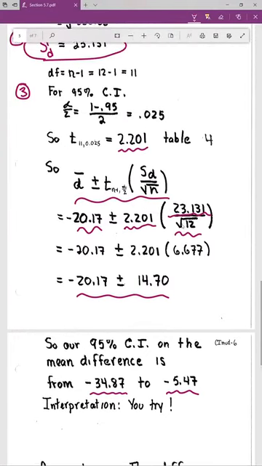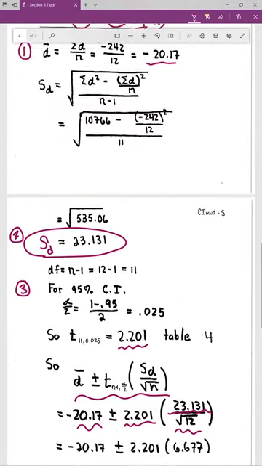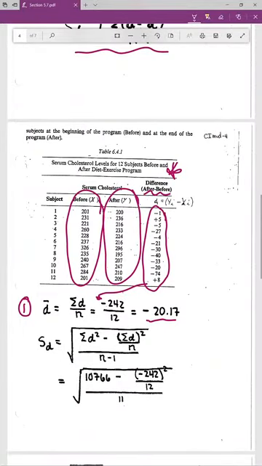Now, thing to notice, this confidence interval was strictly negative. And when we are doing this, that means we're subtracting y minus x, our after minus before. Now, because our values were strictly negative, our confidence interval implies that our before data was larger than our after data. What does that mean? Well, that means that our cholesterol in the before was larger than our cholesterol after.